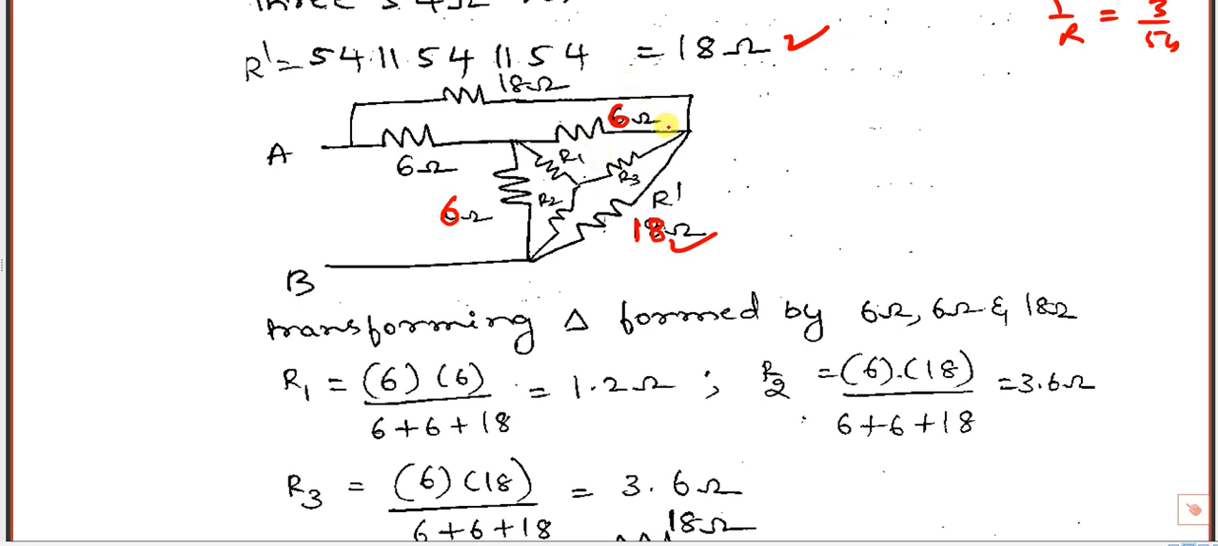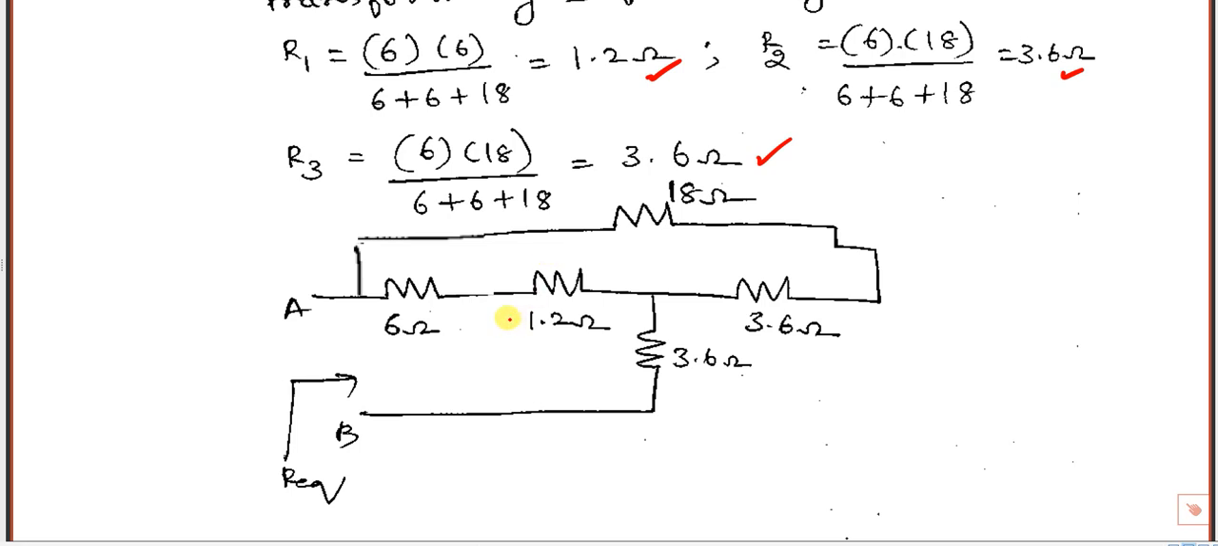For that, here you have 6, here you have 18. R3 value, if I want to write in between this, it is the product of adjacent, 6 into 18, divided by the sum of all, 6 plus 6 plus 18. For this one, adjacent is 6 and 6, 6 into 6 divided by the sum of all. R2 is 6 into 18 divided by all. R3 is also 6 into 18 divided by all. So you will get 1.8, 3.6, 3.6.